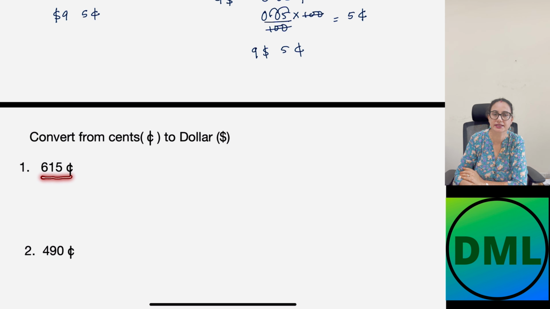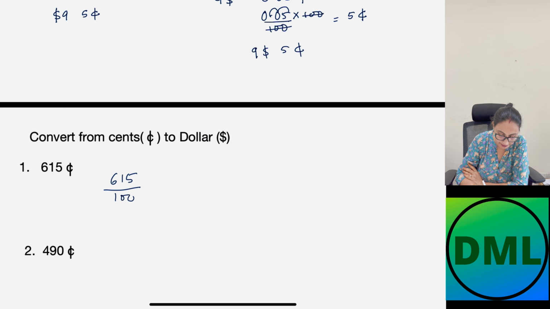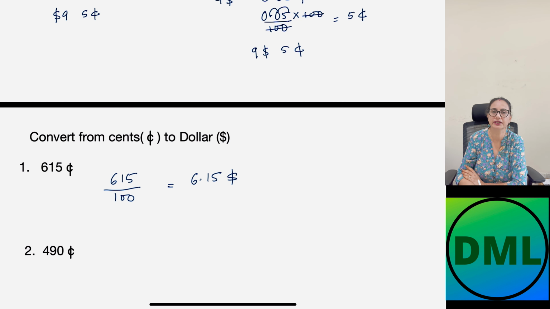615 cents. Let's divide this by 100 as we discussed earlier. 615 divided by 100. As we know, when we have zeros in the denominator, we have to put the decimal after that many digits. So how many zeros do we have? We have 2 zeros in the denominator. That means I have to put the decimal after 2 digits. So this is my first digit, this is my second digit, and after that I have to put the decimal. Let's write the answer as $6.15. This has been converted into dollar.